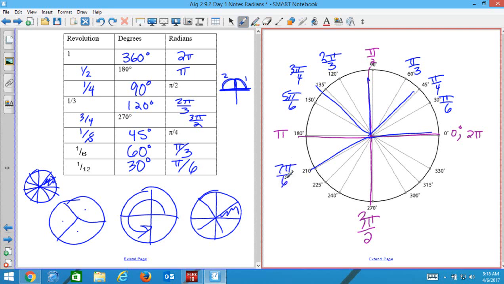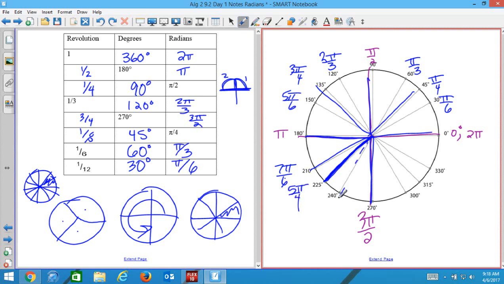225 we haven't done today. 225, if you look carefully, it looks like it's exactly in between those. So it's a 45-degree multiple. How many 45 degrees fit into 225? 1, 2, 3, 4, 5 of them. 5 pi over 4.